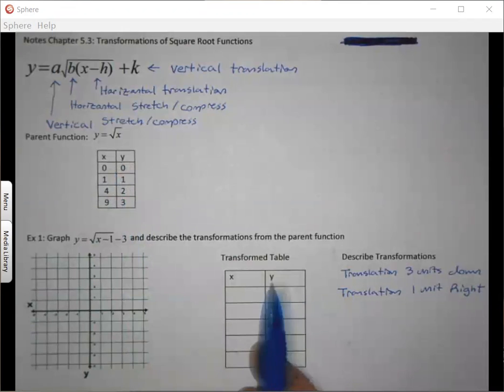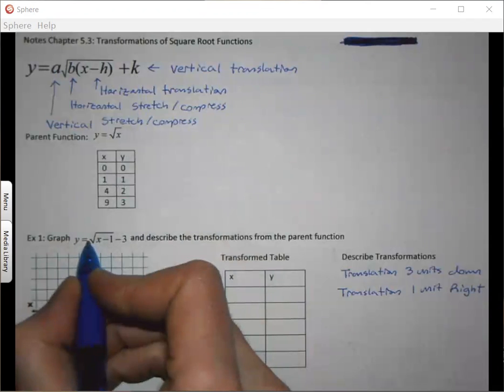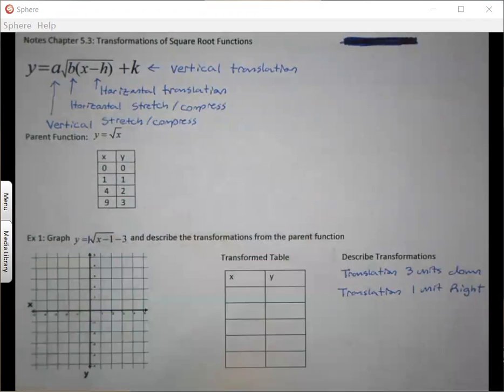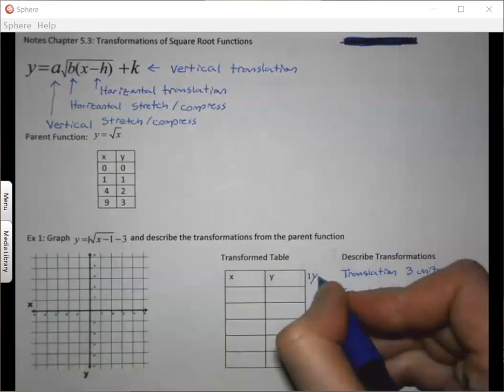So let's start with y. With y, the values are going to stay the same. We want to remember y is our vertical, so we need a and k. Remember, when a number's not written, we say it's 1. So it'll be 1y minus 3.